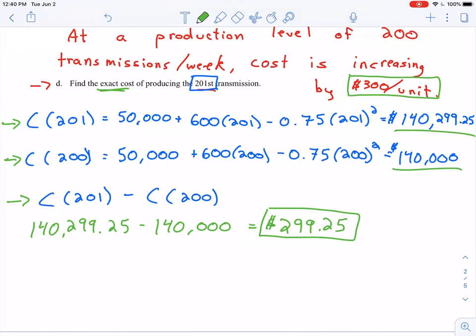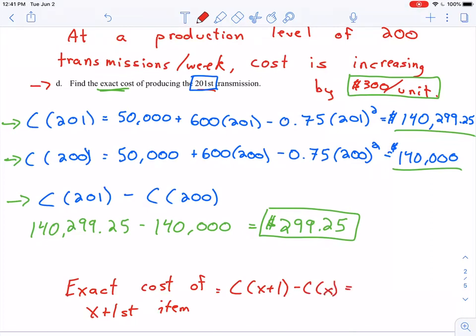So if I want to find the exact cost of the x plus first item, I can take c of x plus 1 minus c of x. I could do that, or I could say it's not quite equal to, so I don't want to say equal to, so I will say this exact cost is approximately equal to my marginal cost function evaluated at x.